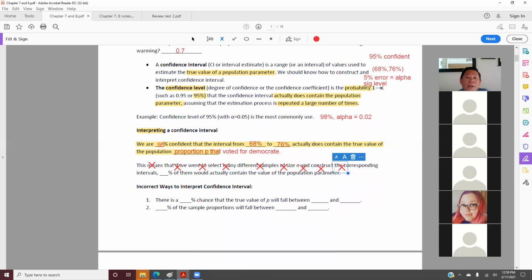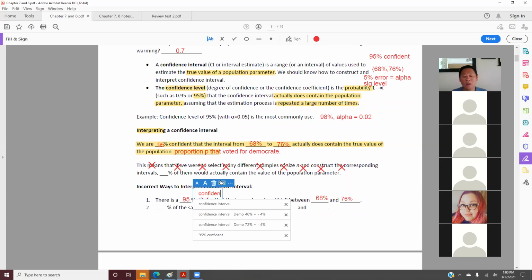You cannot say we have a 95% chance that the value of P falls between 68% and 76%. This is no good, because of the word chance. We don't use the word chance here. We use the word confident. That's why you have the word confident here.